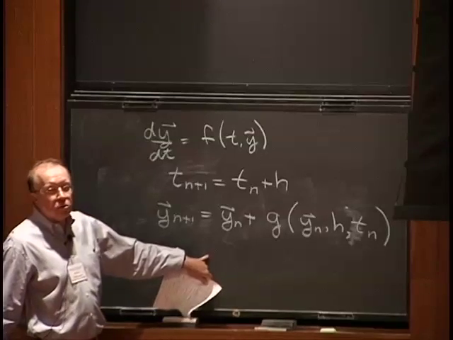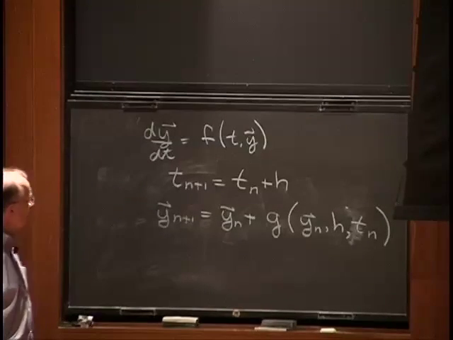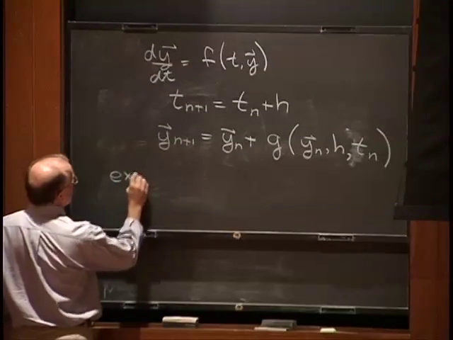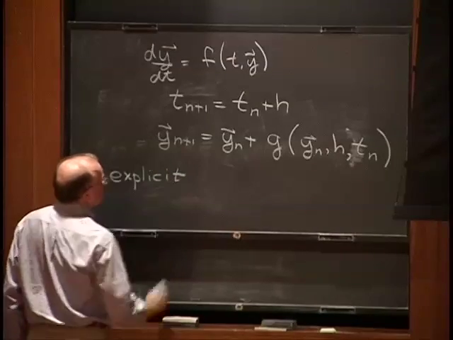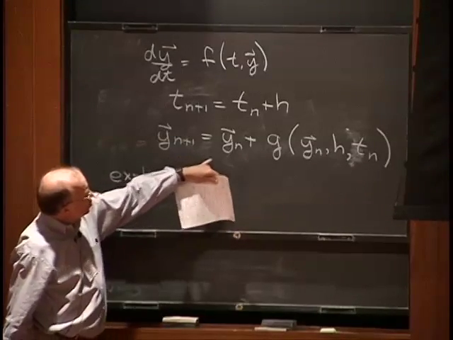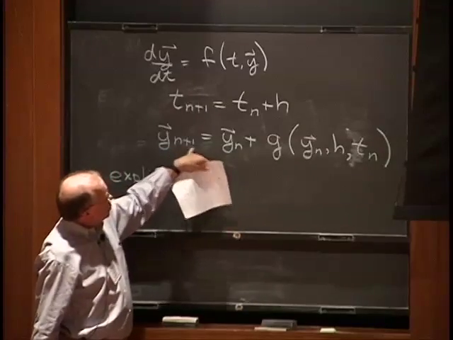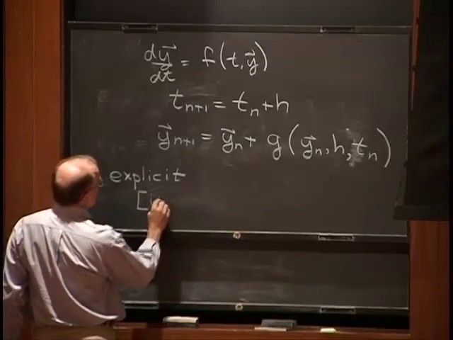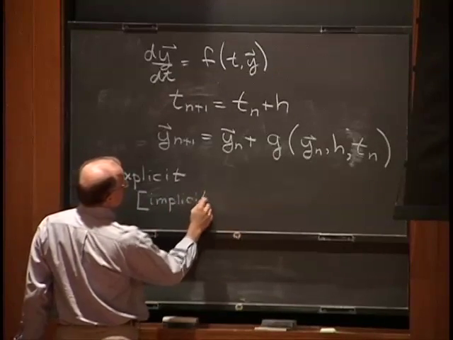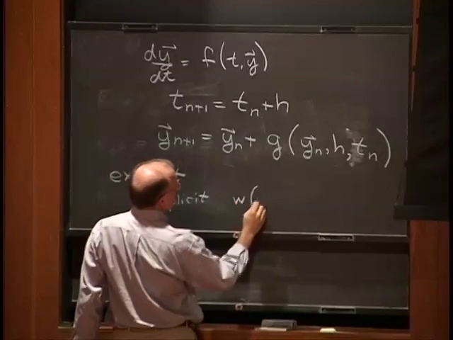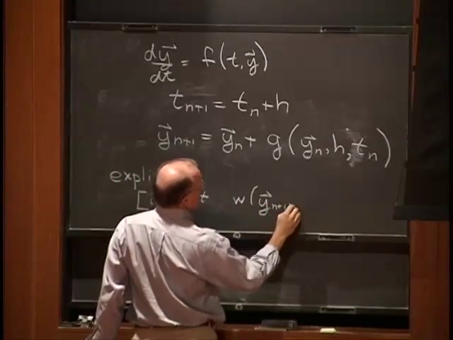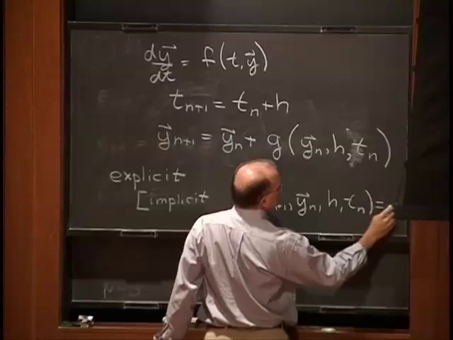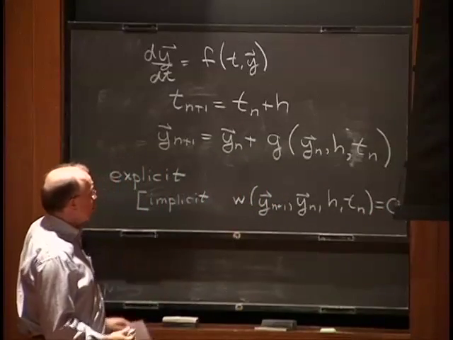This looks completely general, but of course it isn't quite completely general. By writing it in this form, I've restricted myself to an explicit integration scheme. That is a scheme in which y n plus 1 can be written down as an explicit formula in the quantities that you know. The more general form would be implicit, in which there's some equation W of y n plus 1, y n, h and t n that you have to solve numerically in order to get the next time step.